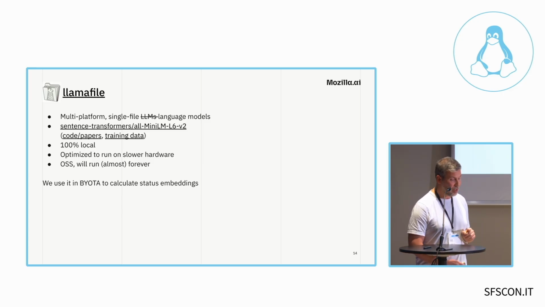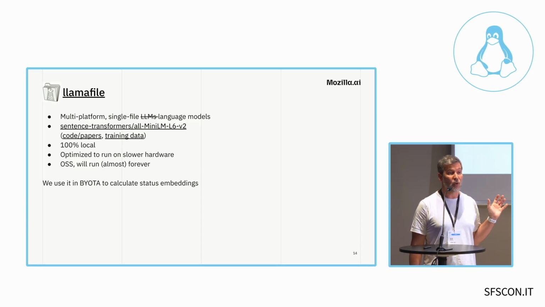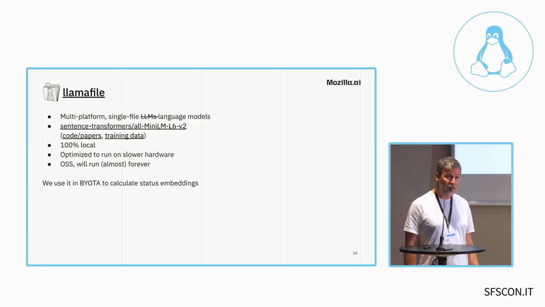But the one I chose is this all-MiniLM, which is a tiny model. It's really, really small, and you will see the details later. It's something that runs on a Raspberry Pi easily in real time. There's code, papers, and training data for this model, which is the reason why I chose it. Everything is kind of replicable here. And it's completely local, optimized to run on slower hardware, and it will run almost forever, also because the nature of the files that it's built into allows it to run on different operating systems too. So let's say you change operating system, you just take it and move it around, and it will still work.